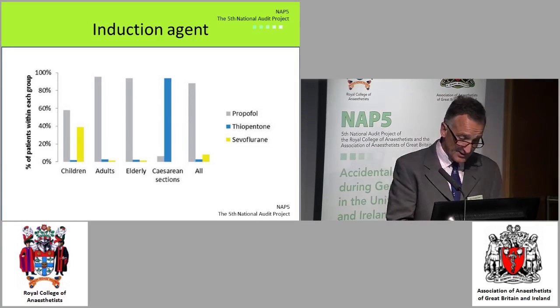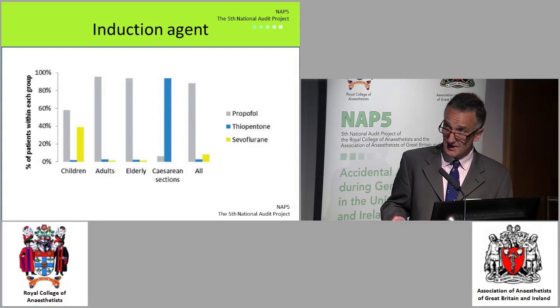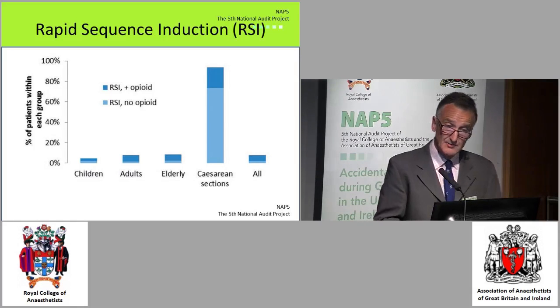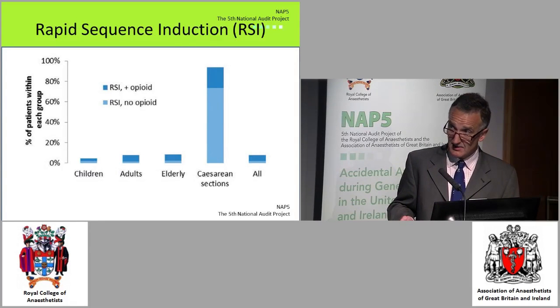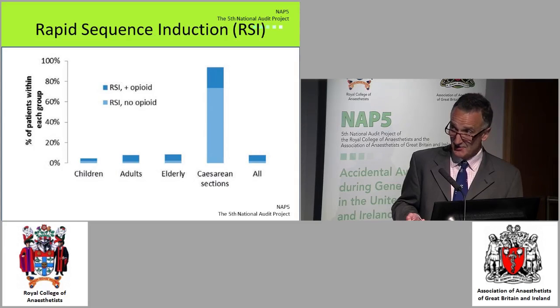The induction agent, this is for anaesthesia alone now, is informative, I think. It shows that for children, the inhalational induction is commonplace, rare for other groups. Thiopentone is hardly used at all, except for caesarean sections. And likewise, propofol, a widely used drug, is hardly ever used in caesarean sections. The rapid sequence induction is almost essential in caesarean sections and hardly ever used in children.